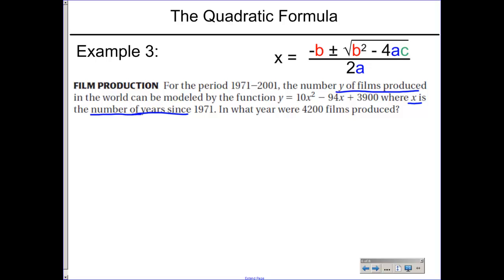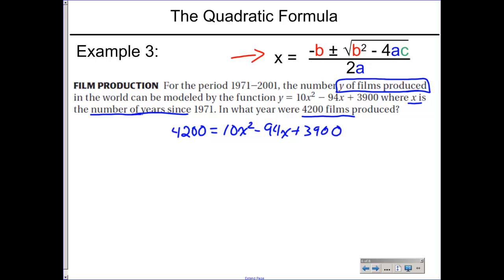So all we're going to do is take this 4,200, which is films produced. Remember, films produced up here is y. And we're going to substitute that y with 4,200. So we have 4,200 here equals 10x squared minus 94x plus 3,900. Now we can use this formula up here, but it's got to be written in standard form. So I need to rewrite this into standard form. So I'm going to move this over to here. So I'll have 0 equals 10x squared minus 94x minus 300.